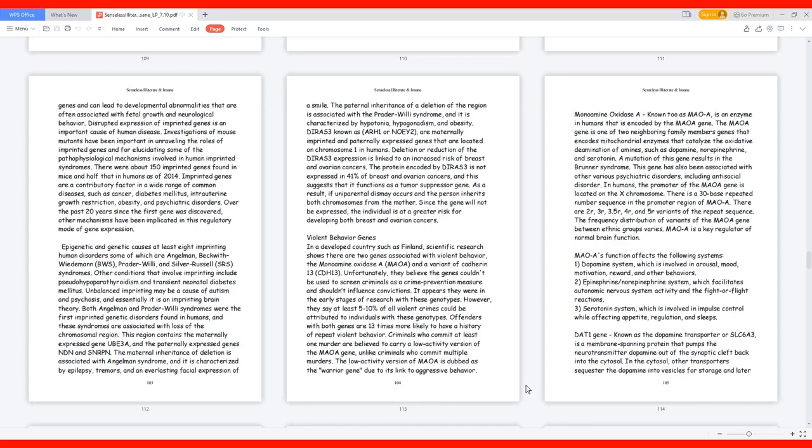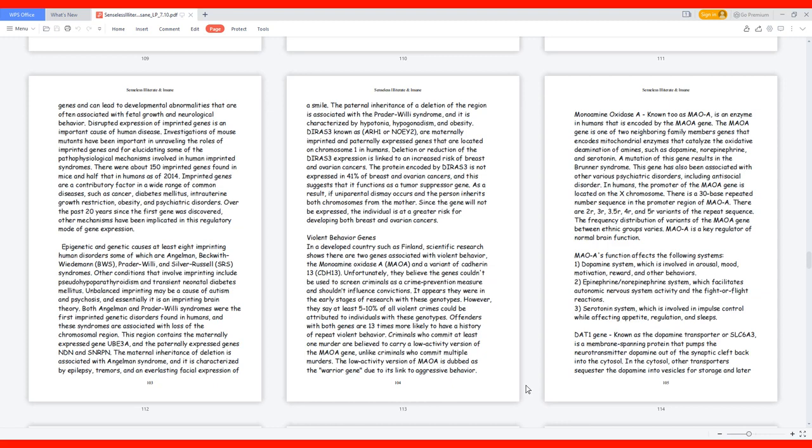DIRAS3, known as RHO1 or NOEY2, is a maternally imprinted and paternally expressed gene that is located on chromosome 1 in humans. Deletion or reduction of DIRAS3 expression is linked to an increased risk of breast and ovarian cancers. The protein encoded by DIRAS3 is not expressed in 41% of breast and ovarian cancers, and this suggests that it functions as a tumor suppressor gene. As a result, if uniparental disomy occurs and the person inherits both chromosomes from the mother, since the gene will not be expressed, the individual is at a greater risk for developing both breast and ovarian cancers.